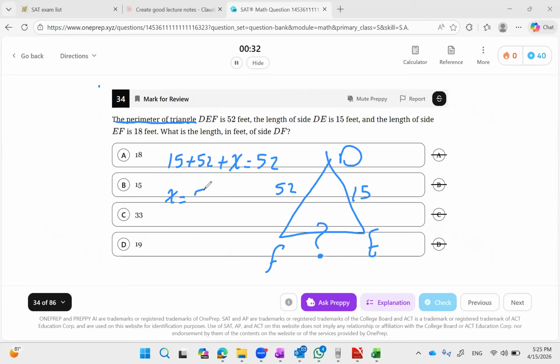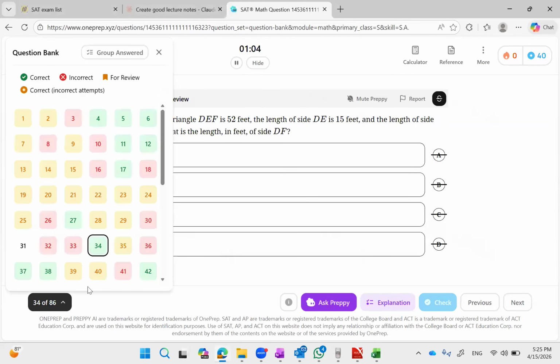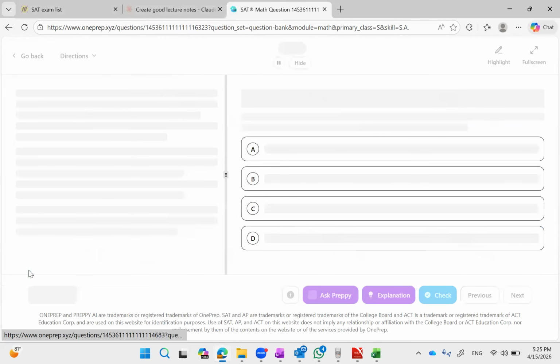So x is equal to... No, Mr. Hisham did a mistake. This is 18, Mr. Hisham. Yes, you're right. And all of it together is 52. Yes, very good. So it's 52 minus 15 minus 18, which is equal to 19. So the third side is equal to 19. So don't forget that the perimeter of the triangle is the sum of the outer sides.